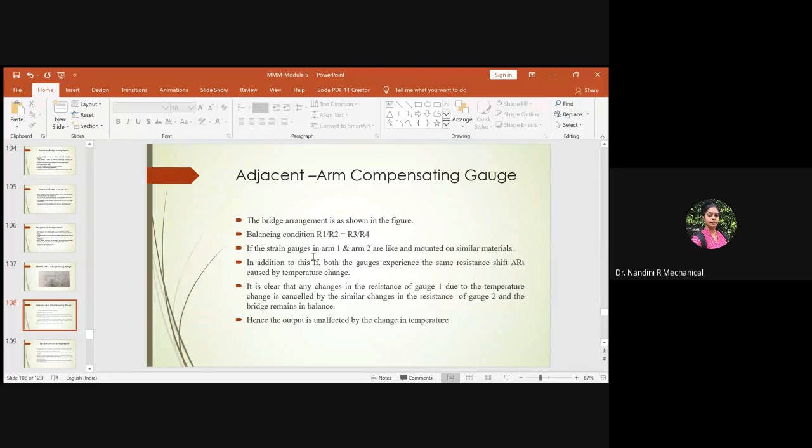If the strain gauges in arm 1 and arm 2 are alike and mounted on similar materials, then this is the balancing condition we follow. Both gauges experience the same resistance shift. When you balance in this way, the first thing to keep in mind is that arm 1 and arm 2 are mounted on the same material. In that case, the shift in resistance caused by the temperature also remains the same. Both gauges will experience the same resistance shift caused by the temperature change. It is not like arm 1 has a different temperature change and arm 2 another. Both arm 1 and arm 2 possess an equal amount of temperature change.